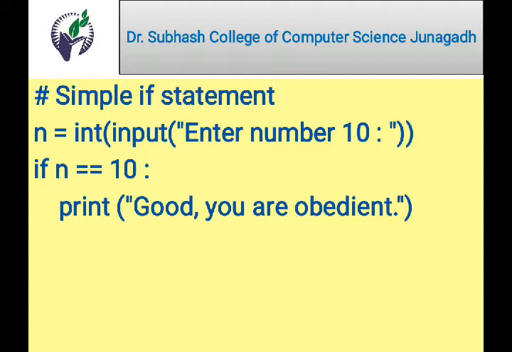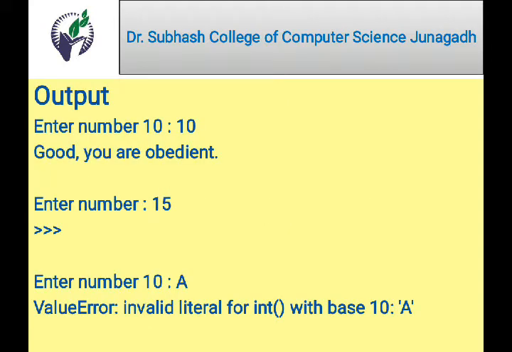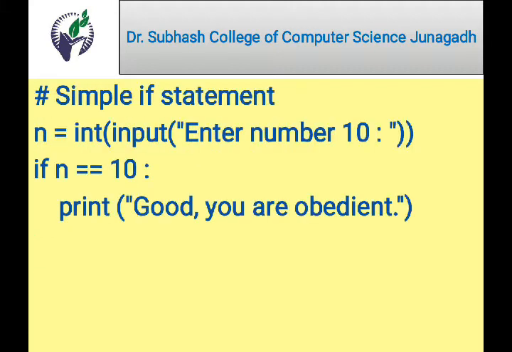So let's check the output of this program. Once we give the value 10, the output should be "good, you are obedient". So here enter number 10, we have given 10, so the output will be good, you are obedient. But if we give another number, enter number 15, what will happen? Here 15, so 15 equal to 10? No. So this statement will not be executed and the program terminates. So nothing will be displayed on the screen.